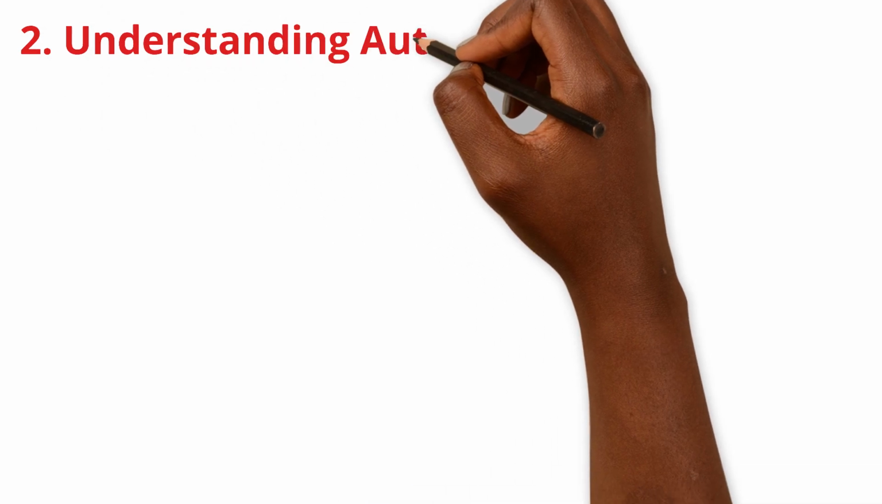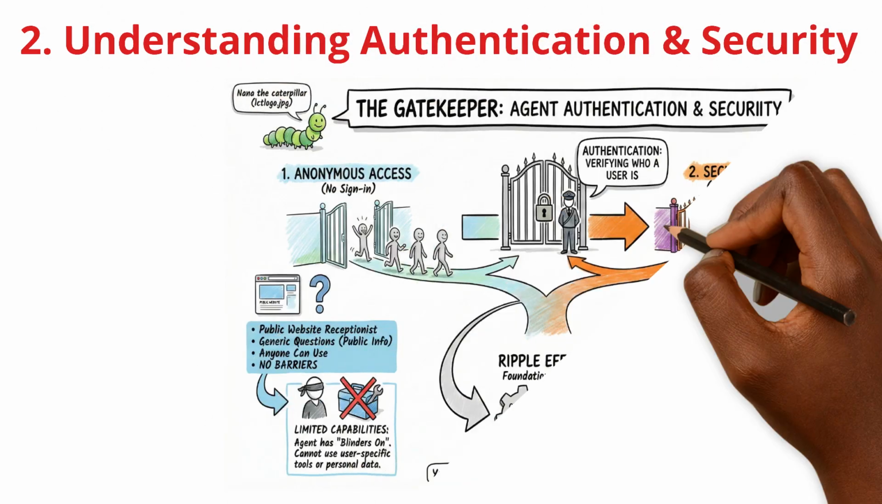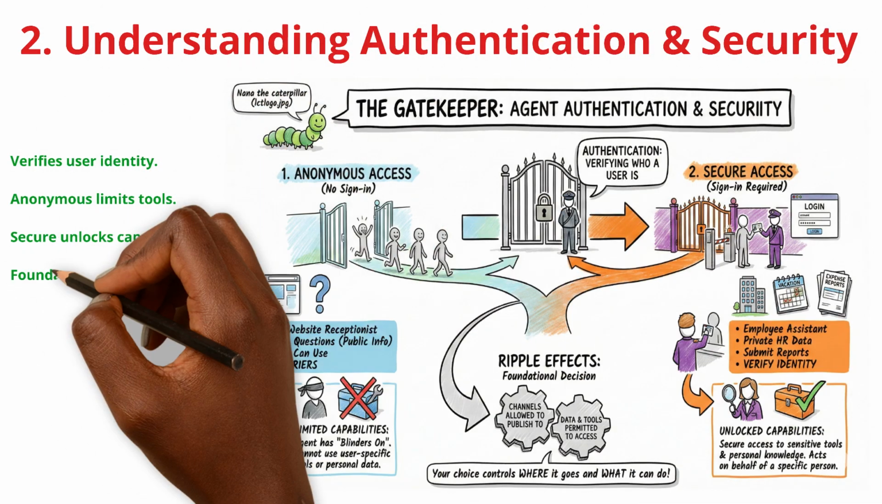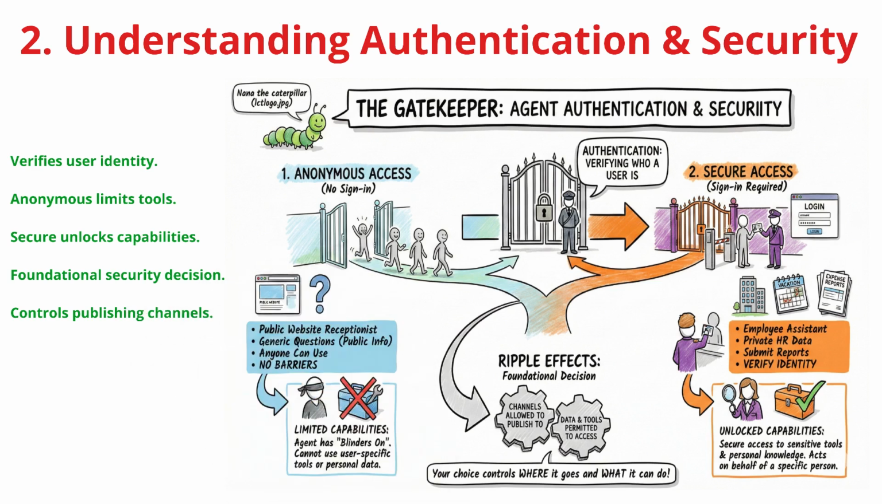Before publishing your agent, you must face the Gatekeeper. This is authentication, the process of verifying exactly who a user is. You have a foundational decision to make here. Do you leave the gate open with anonymous access, or do you require identification through secure access? On the left path, you have anonymous access, essentially a public receptionist. There are no barriers. Anyone can walk up and ask generic questions based on public information. But this path puts blinders on your agent. It results in limited capabilities because the agent cannot securely use specialized tools or access personal data.